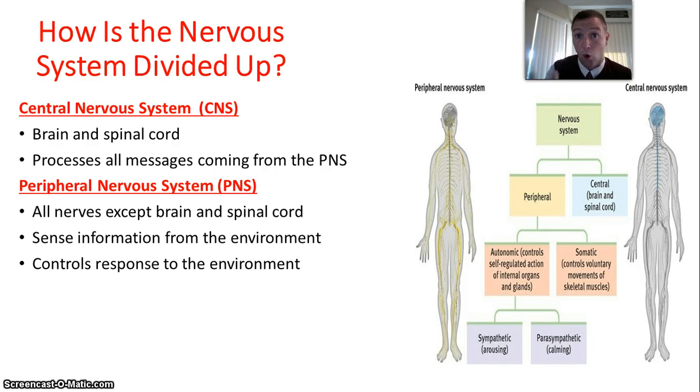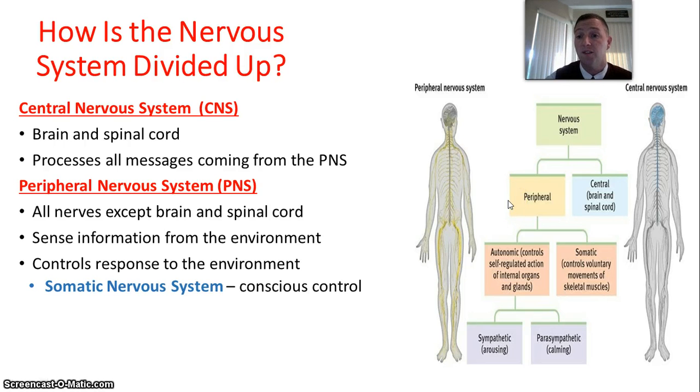The central nervous system says, ooh, I want to react. I want to move my hand. So my peripheral nervous system also sends the message for me to move my fingers, okay? So central and peripheral is the biggest division. Here's my nervous system, broken into central and peripheral.